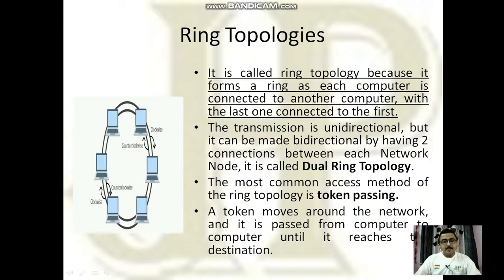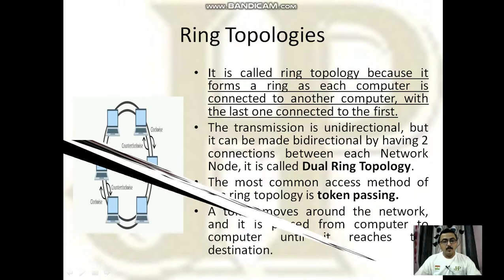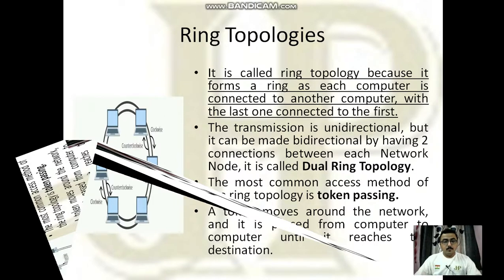The transmission is unidirectional, but it can be made bidirectional. How? By having two connections. In this picture, this is the example of dual ring topology. Through two wires between two computers, we can move bidirectionally, either clockwise or anti-clockwise.